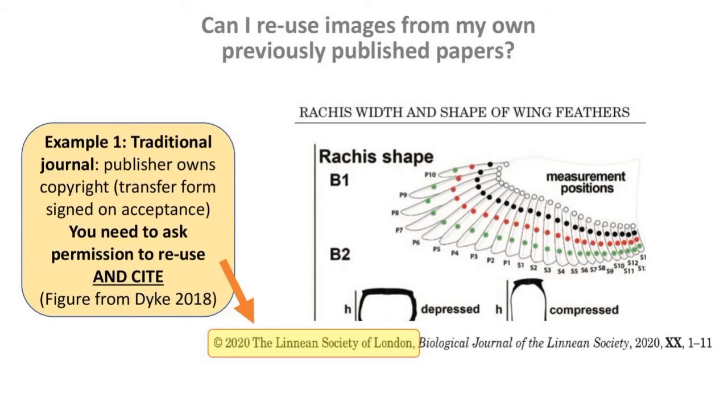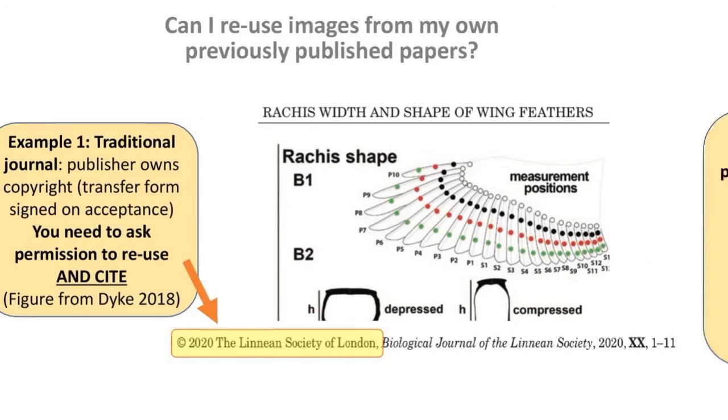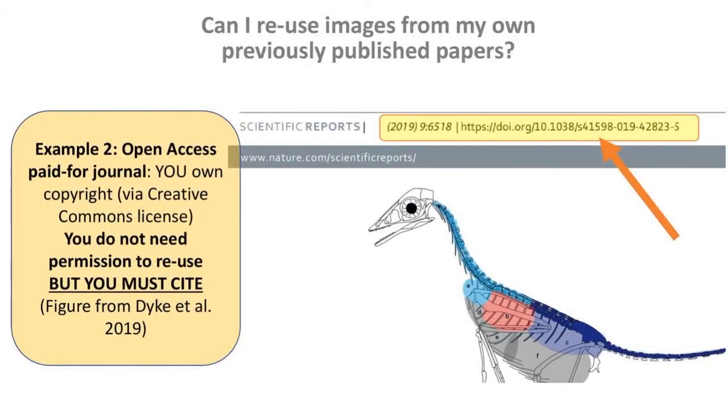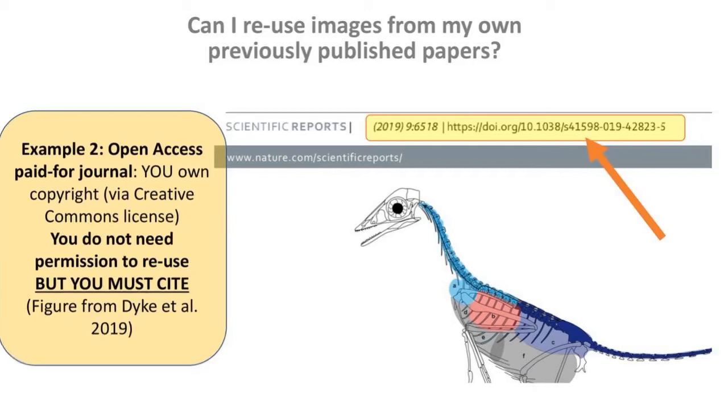Here's an example from my own work. In a traditional journal, the publisher owns the copyright. You need to ask permission and reuse and cite. Here's another example. In an open access paid for journal, you may own the copyright via a Creative Commons license. You don't need permission to reuse that image, but you should cite nevertheless.